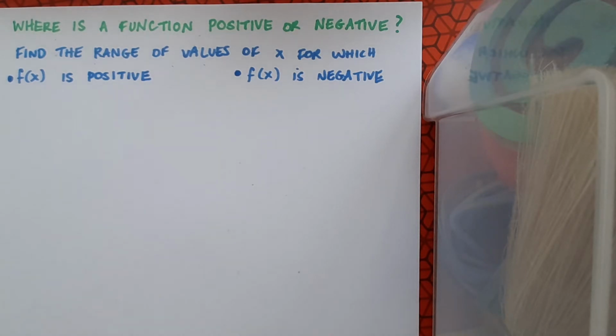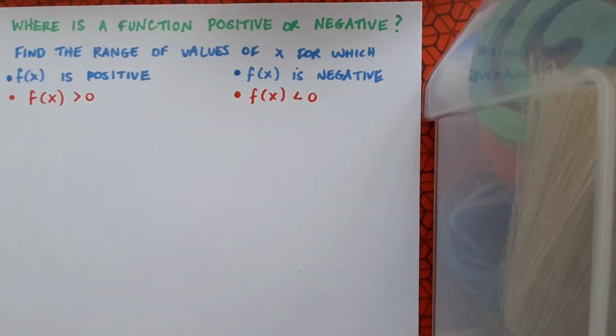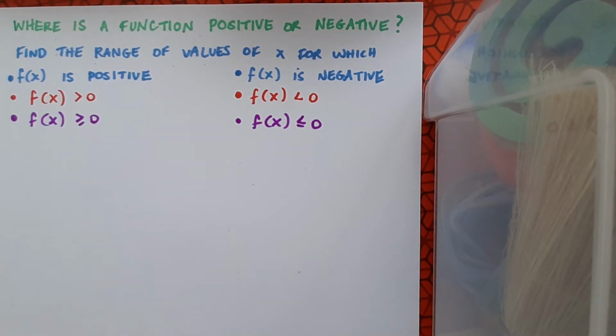So instead of saying f of x is positive or f of x is negative, you could also find that they'll say f of x is greater than 0. Or in the case of negative, they might say that f of x is less than 0. But you might also see a slightly different version of this where they say f of x is greater than or equal to 0, or f of x is less than or equal to 0.